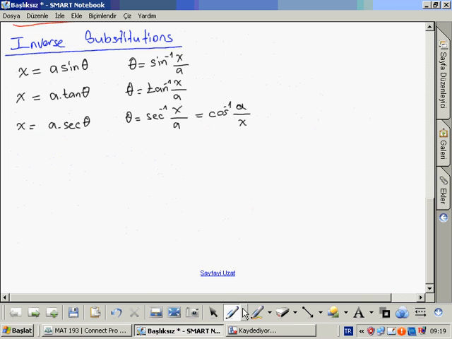And let me continue with the first one, which is the inverse sine substitution.